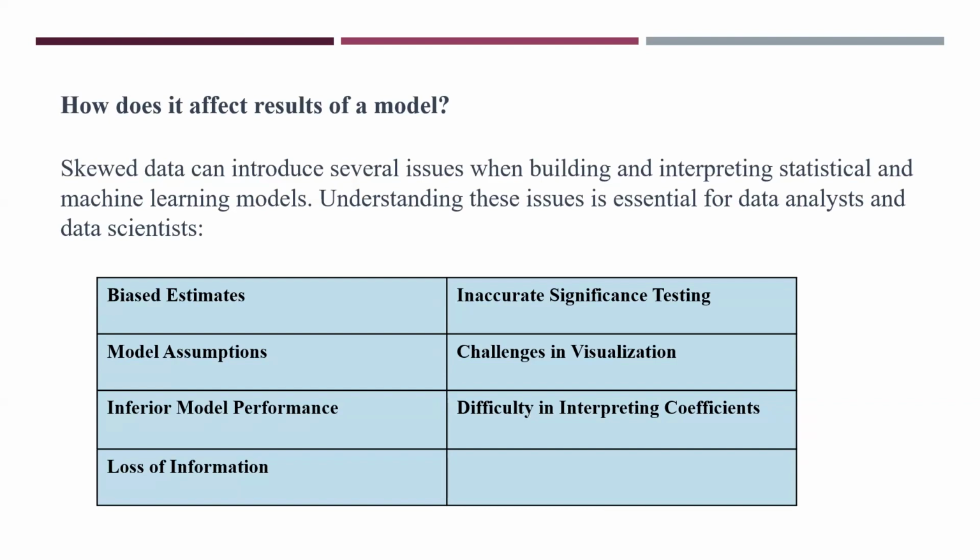Skewed data can lead to biased estimates of statistical parameters. For example, the mean may be pulled towards the skewness, causing it to be unrepresentative of the central tendency of the data. In contrast, the median value is less affected by skewness and often provides a better measure of the central tendency for skewed distributions.